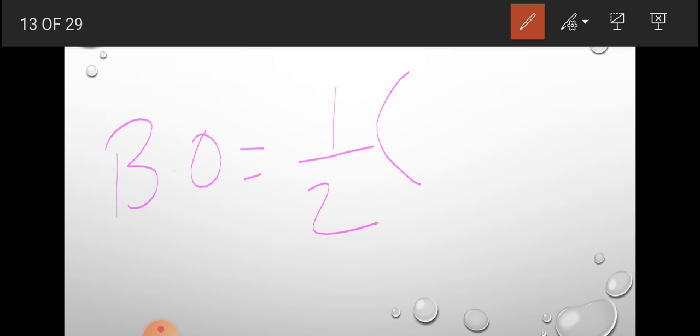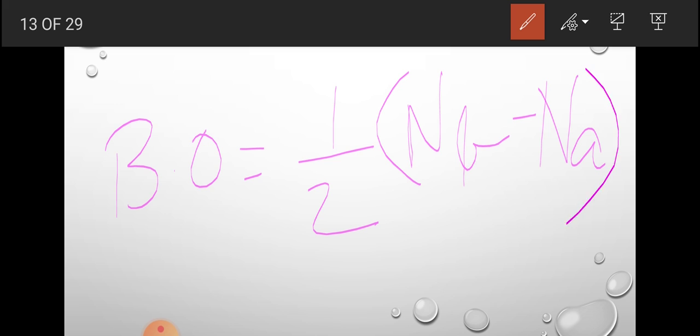half (Nb minus Na). Nb is the number of bonding electrons. This will always be greater. So always Nb minus Na, where Nb is the number of bonding electrons and Na is the number of anti-bonding electrons. Okay, so (Nb minus Na) by 2 is the simple formula of bond order.